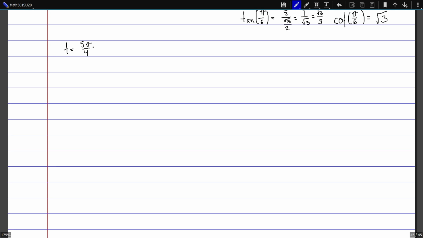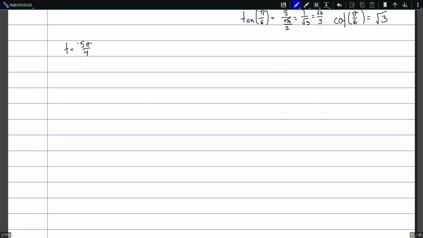To continue our work with finding the values for all 6 trigonometric functions, the next angle that we're looking at, or rather the next real number input that we're looking at, is 5 pi over 4. It might be helpful as we practice these to continue referring back to your unit circle to help identify what your major point is that you're going to be using.